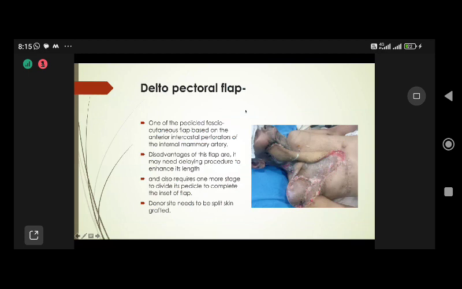Deltopectoral flap. This is one of the pedicle fasciocutaneous flap based on the anterior intercostal perforators of internal mammary artery. Disadvantages of this flap are it may need delaying procedure to enhance its length, and also requires one more stage to divide its pedicle to complete the inset of flap, and one side needs to be split skin grafted.